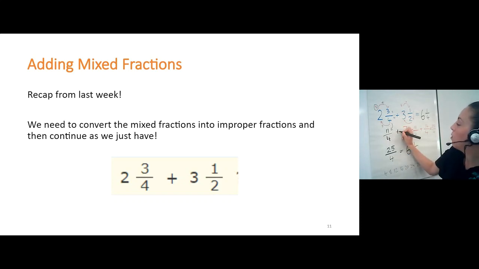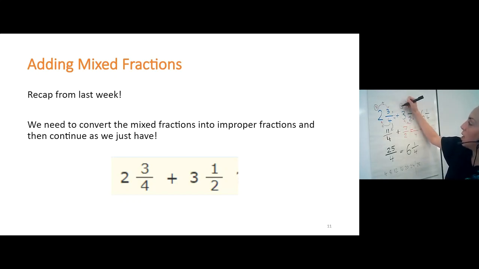Okay? We'll do the same with this one. So the denominator is 2. 2 multiplied by the whole number, 3, gives us 6. 6 added to the numerator. So 6 plus 1 gives us 7. And we pop that 7 back over the original denominator. So 3 1/2 turns into 7 over 2.